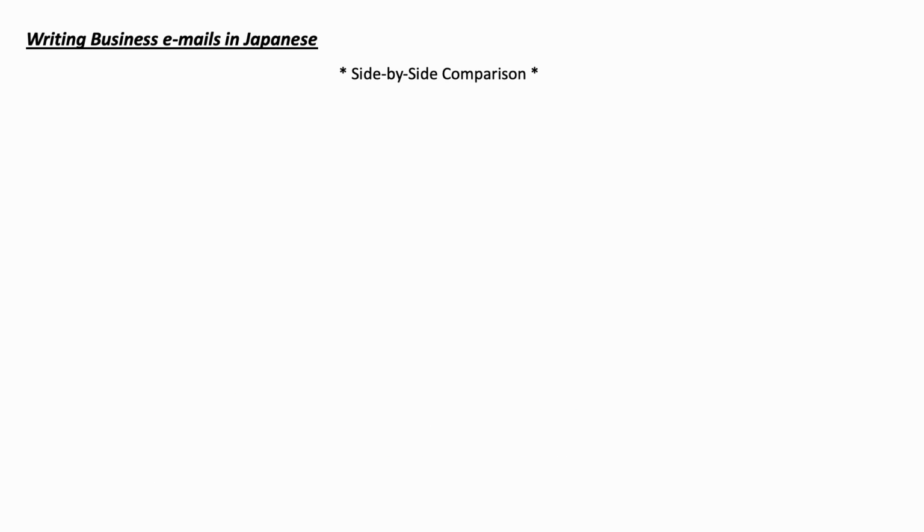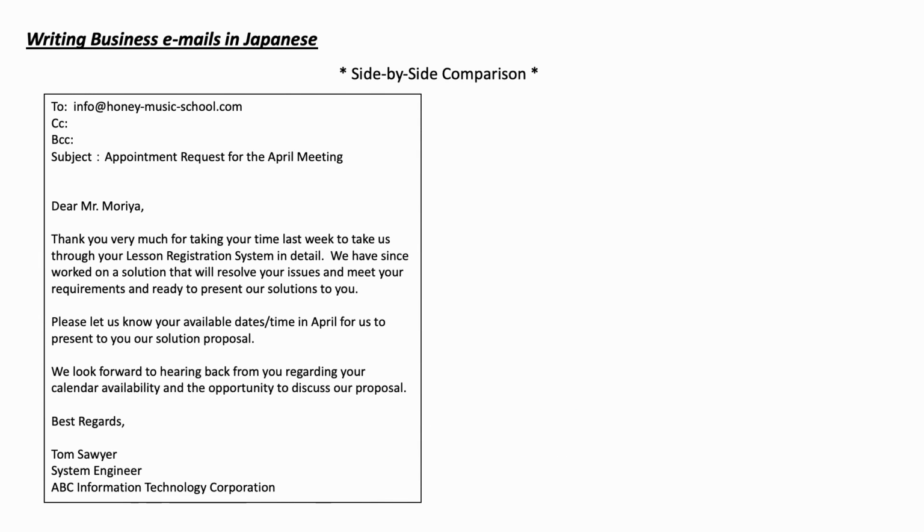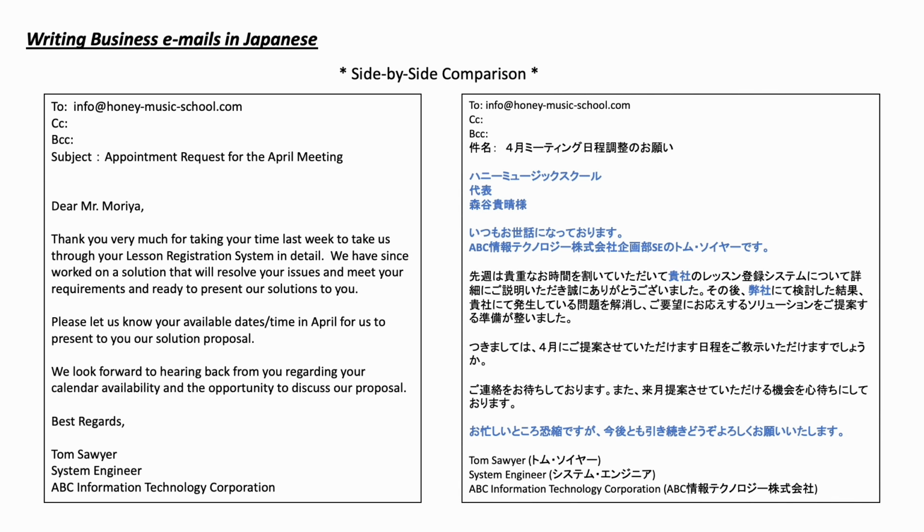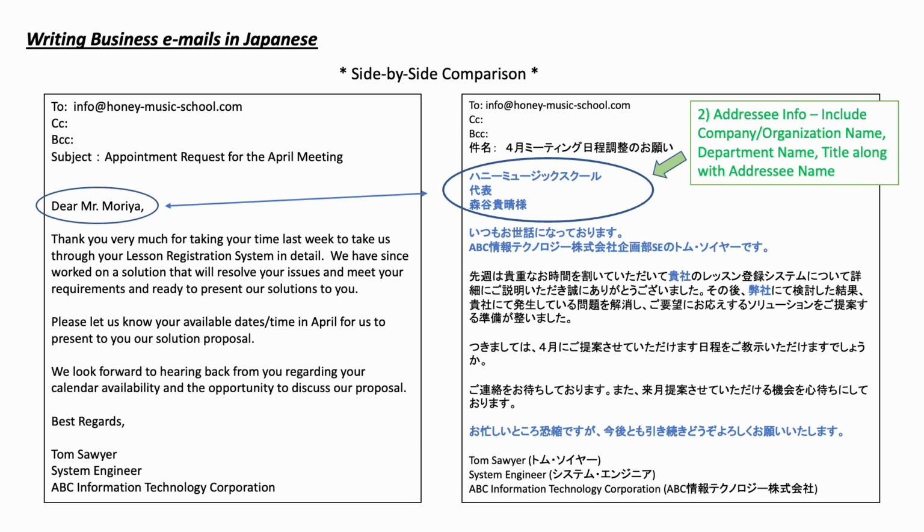We are going to compare between the English version on the left and the Japanese version on the right. In the English version, the recipient is addressed as an individual, as compared to the Japanese version, where the recipient is addressed as an individual who belongs to a company or organization, department, and identified by a title. Next, the customary humble greeting is unique to the Japanese version. We really don't have an equivalent for this in the English version.